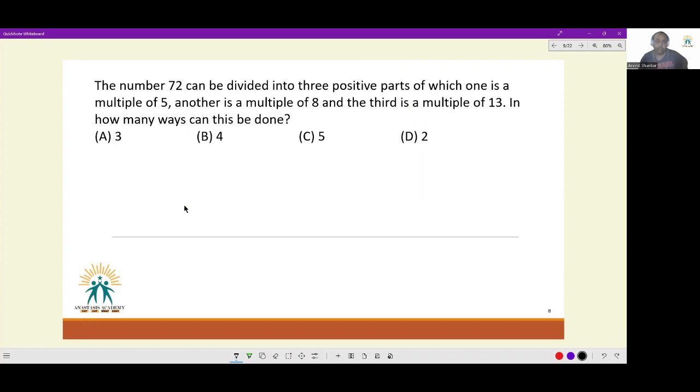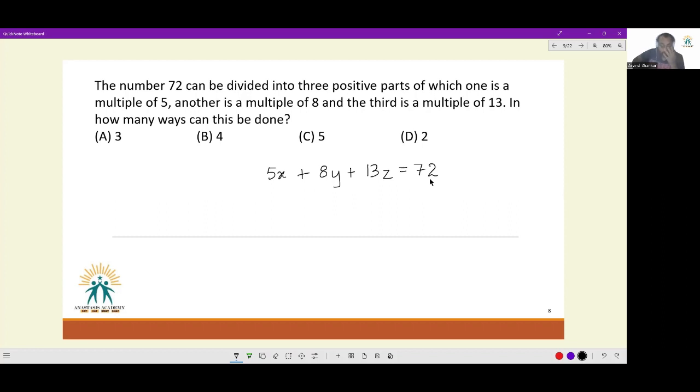Next question now. The number 72 can be divided into 3 positive parts, of which one is a multiple of 5, another is a multiple of 8, and the third is a multiple of 13. In how many ways can this be done? Okay, we have 5x plus 8y plus 13z is equal to 72. This is what is told to us.